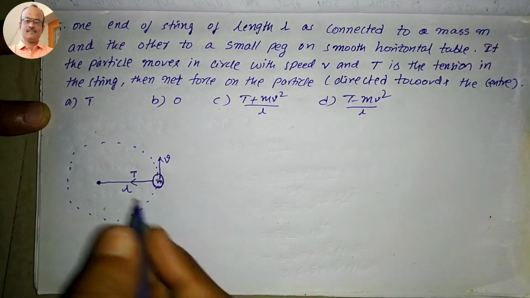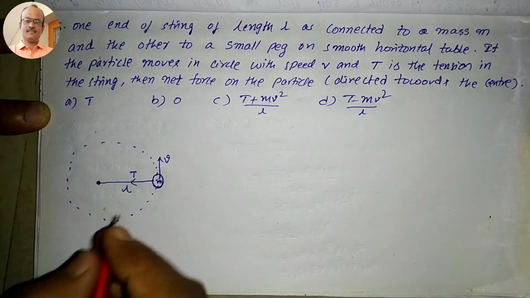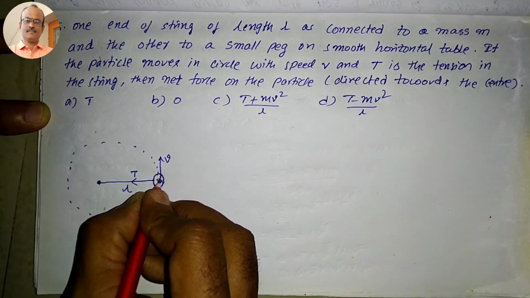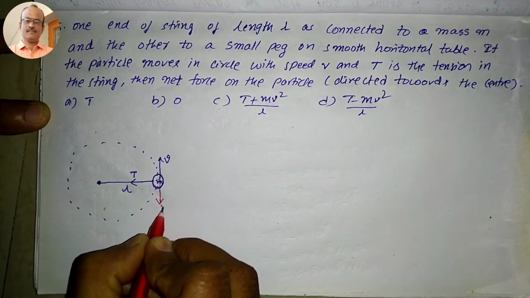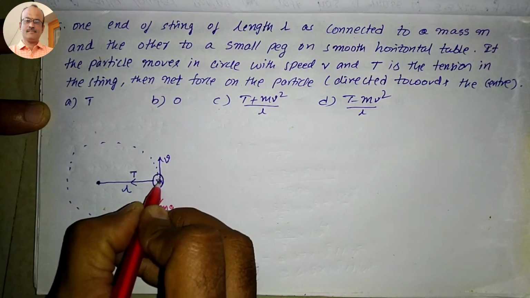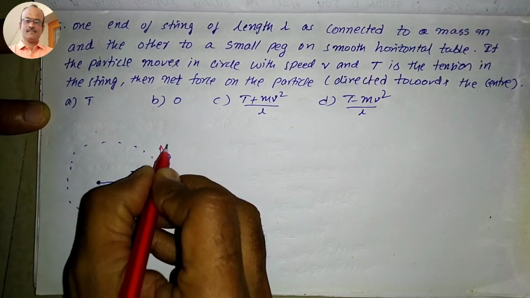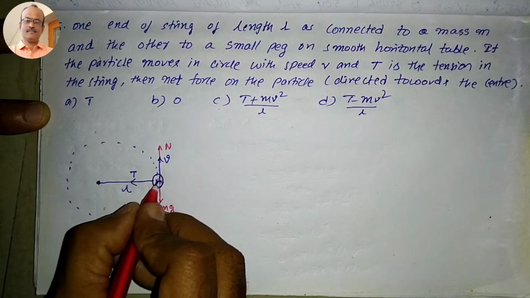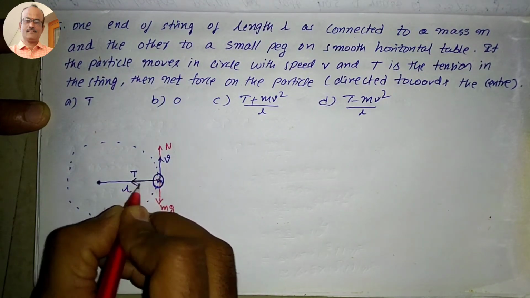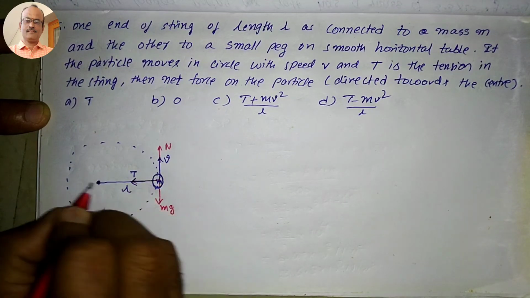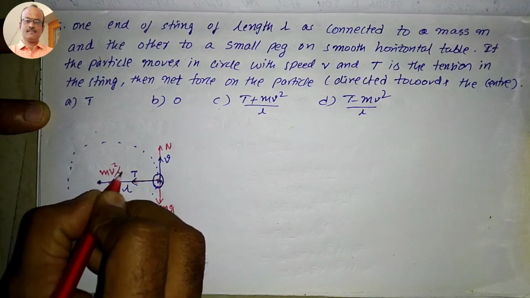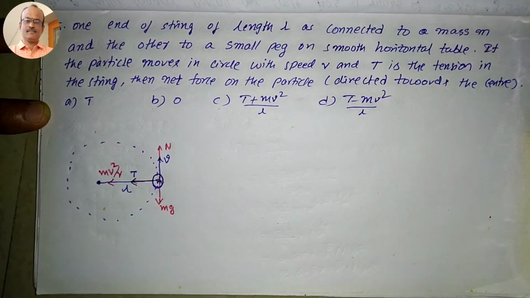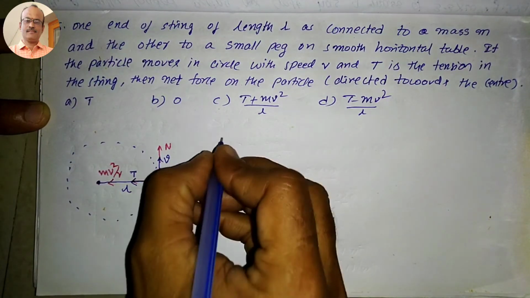The particle is moving in a circular path. So in this case, what happens here? The weight of the body is acting in the downward direction, and the normal reaction is acting in the upward direction, and the tension of the string is acting in this direction. In the same direction only there will be the centripetal force, that is mv²/r, also acting. But in this case, what happens here?